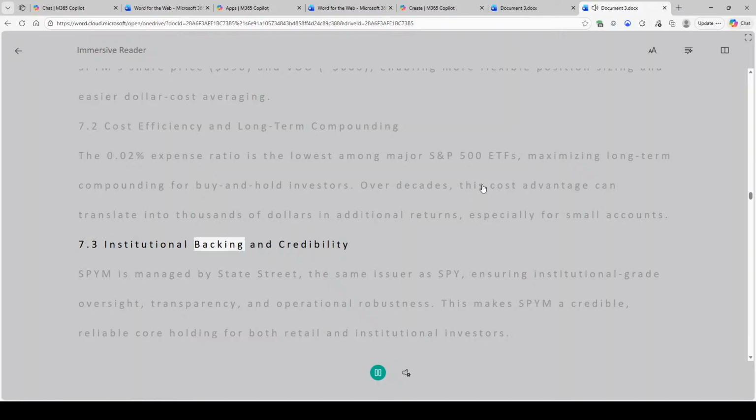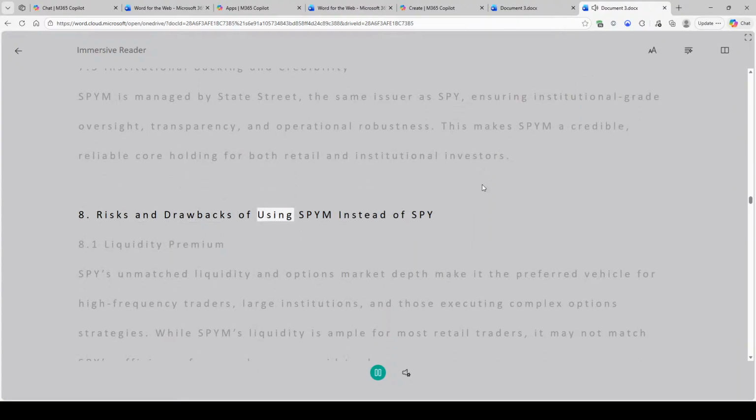7.3 Institutional backing and credibility. SPYM is managed by State Street, the same issuer as SPY, ensuring institutional-grade oversight, transparency, and operational robustness. This makes SPYM a credible, reliable core holding for both retail and institutional investors. 8. Risks and drawbacks of using SPYM instead of SPY.